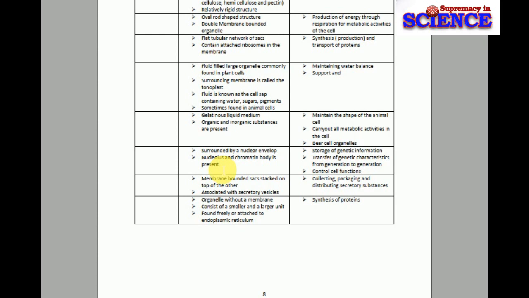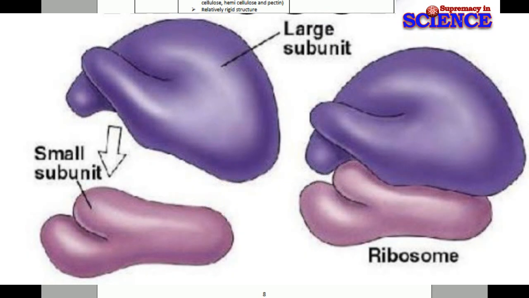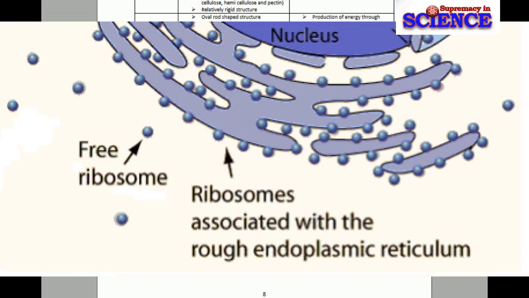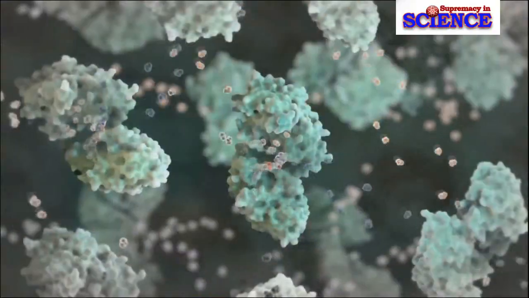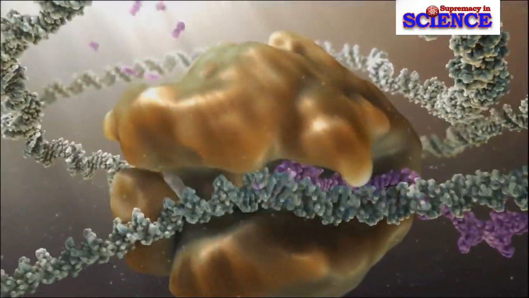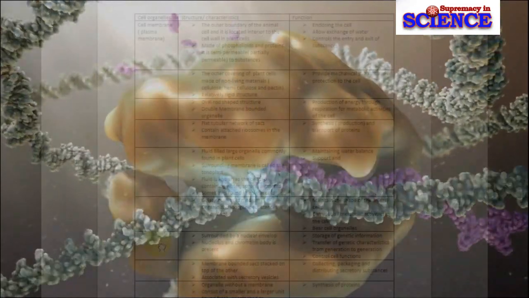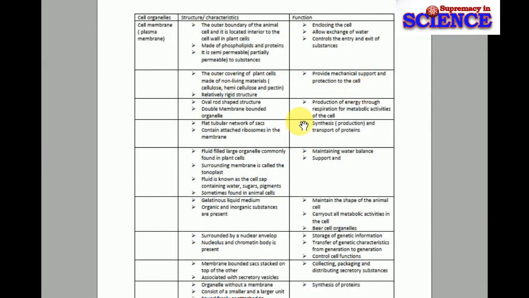Last one. An organelle without a membrane consisting of a small and a larger unit. That's a very advanced thing. Found freely or attached to the endoplasmic reticulum. So what is it? That is the ribosome. And the main function, you already know, is the synthesis of proteins. It synthesizes proteins. So like that, I hope that you can now find the structure relevant to each description.